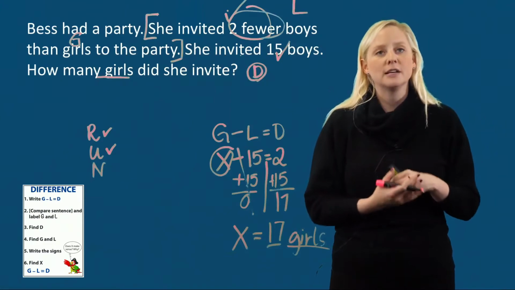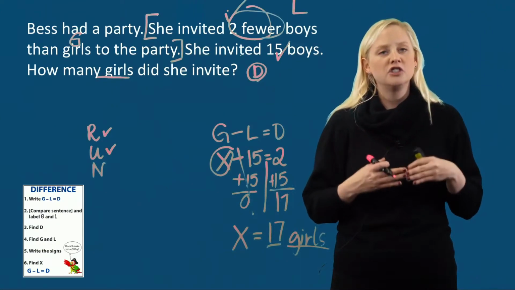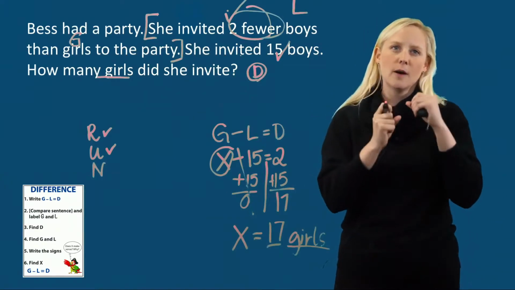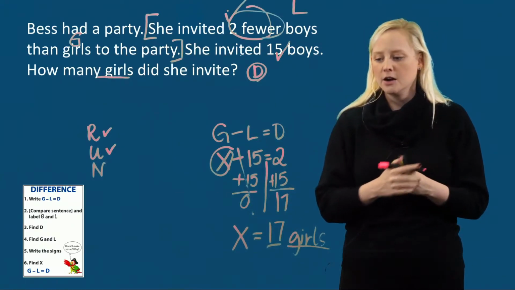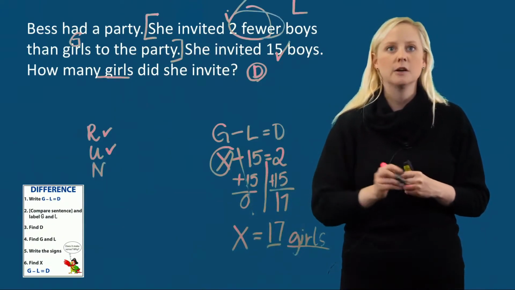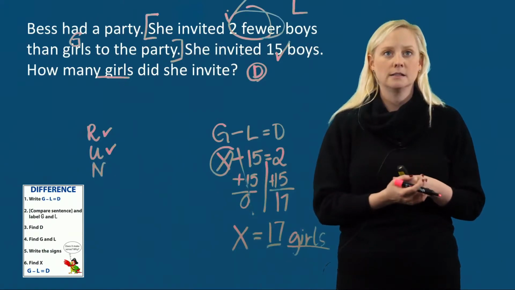Now I need to check and make sure my answer makes sense. If the G is the greater number, then we know that our answer makes sense. We teach students that grumpy G has to be the biggest. Here, G is 17. 17 is bigger than 15, and 17 is bigger than 2. So I know my answer makes sense.